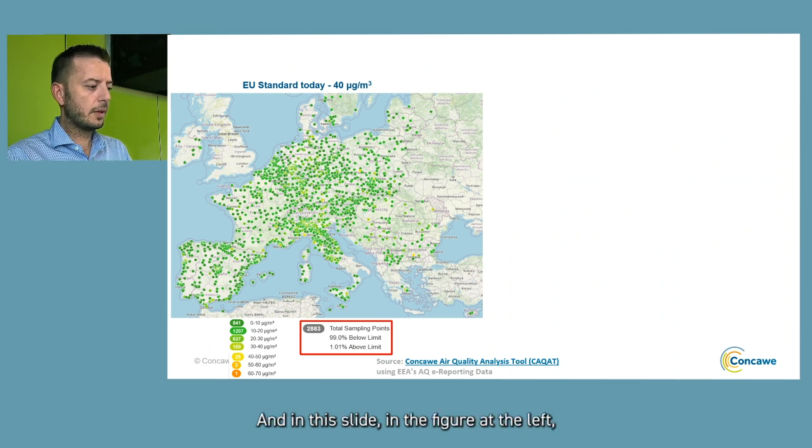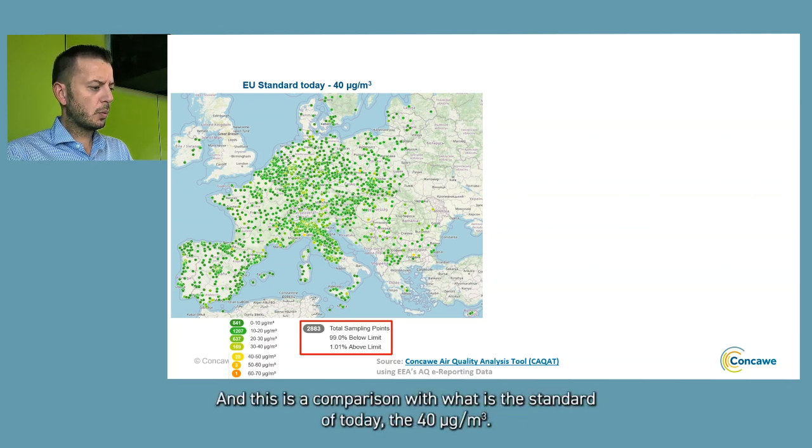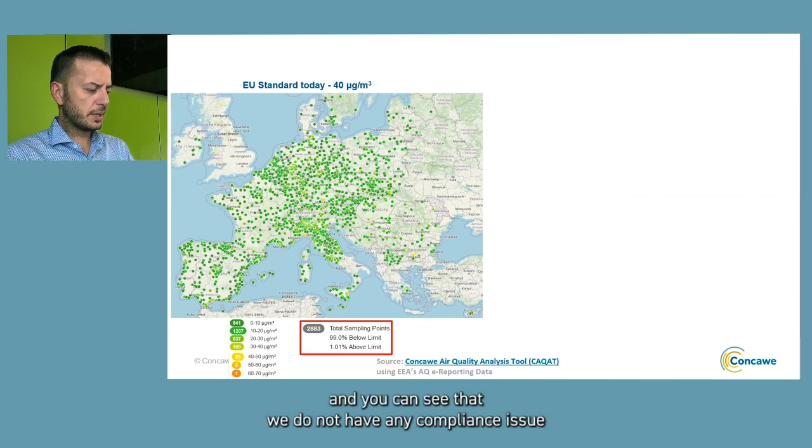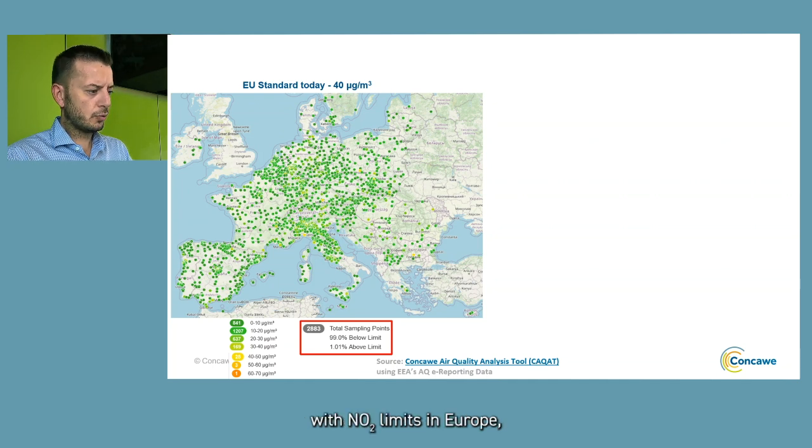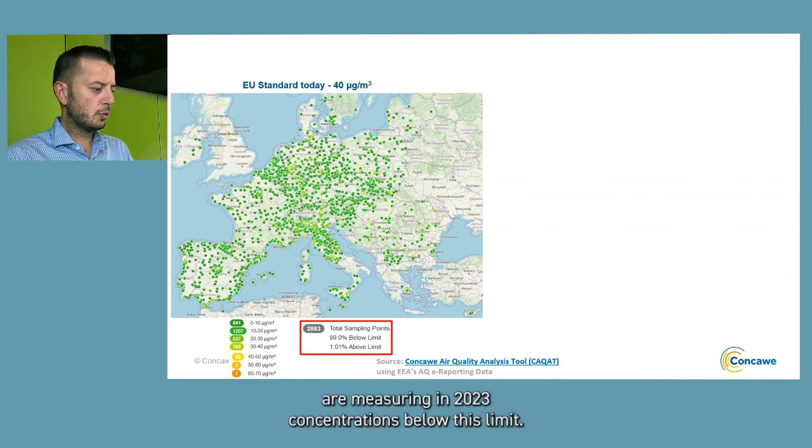In this slide, in the figure on the left, you see the map of Europe with different dots representing the monitoring stations measuring NO₂ all over Europe. This is a comparison with today's standard, the 40 micrograms per cubic meter. You can see that we don't have any compliance issue with NO₂ limits in Europe. Approximately 99% of the stations measured concentrations below this limit in 2023.